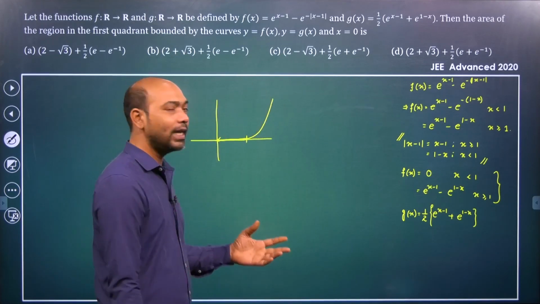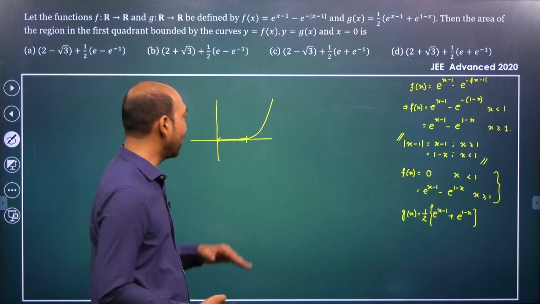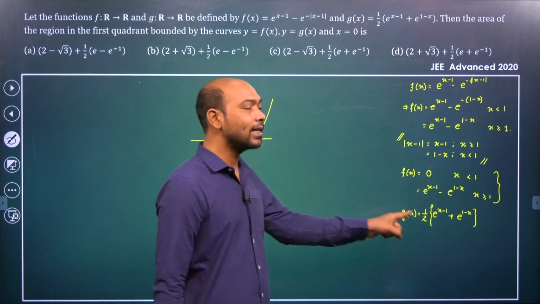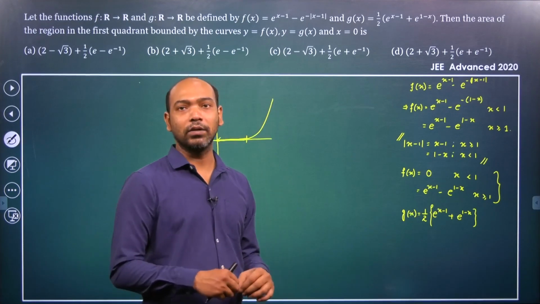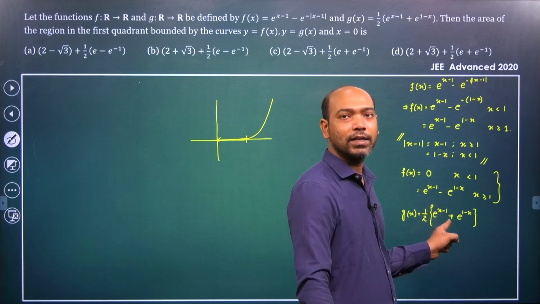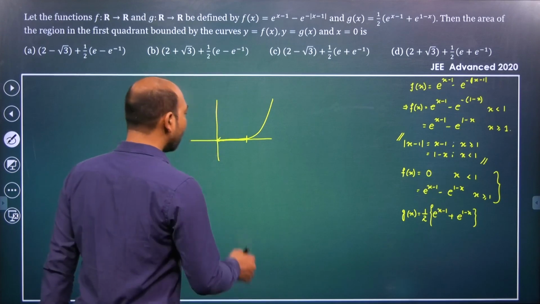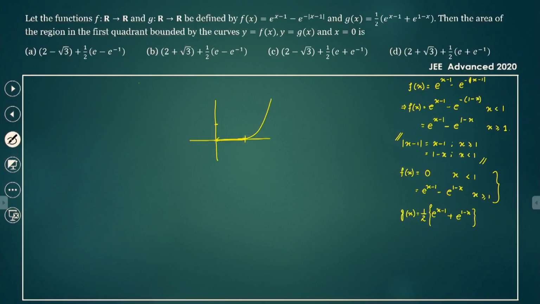If I talk about g(x), we have to understand whether g(x) will be higher or lower. If I substitute x equal to 0, what will happen? This gives e to the power minus 1 plus e, so it is giving some positive value. Therefore the function will start higher and then it goes on. So that will be the plot.